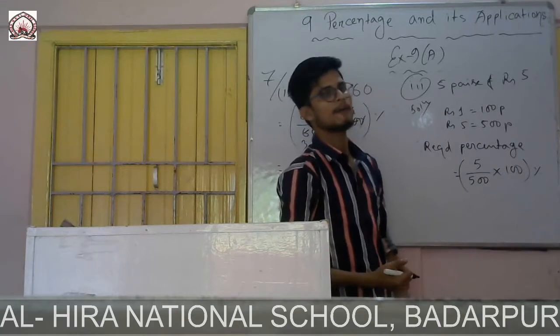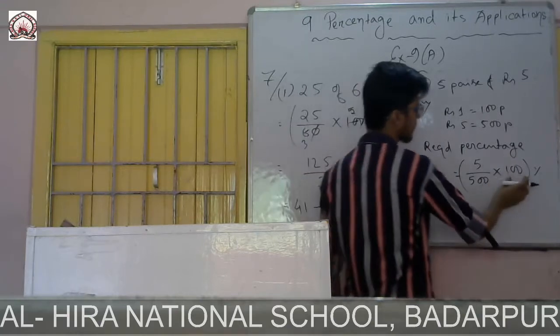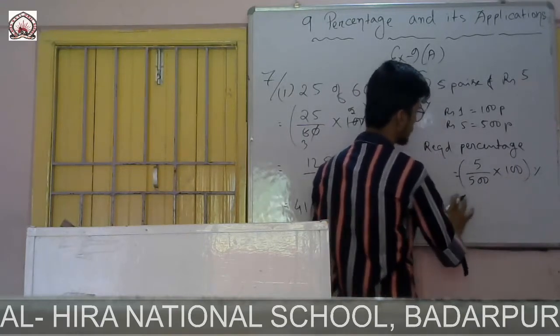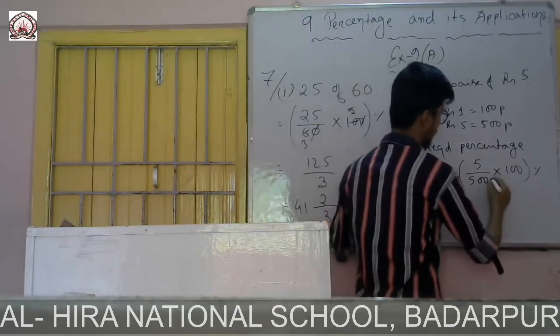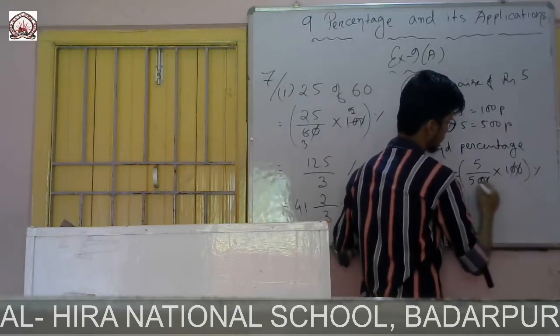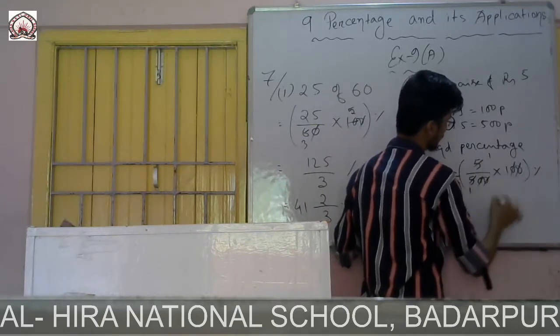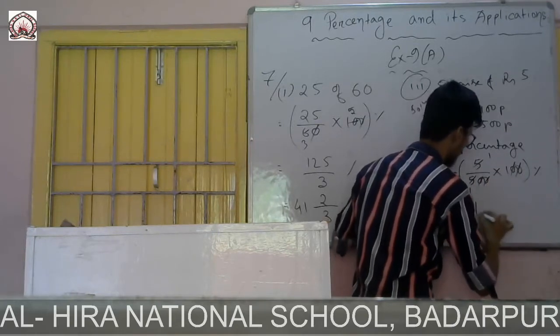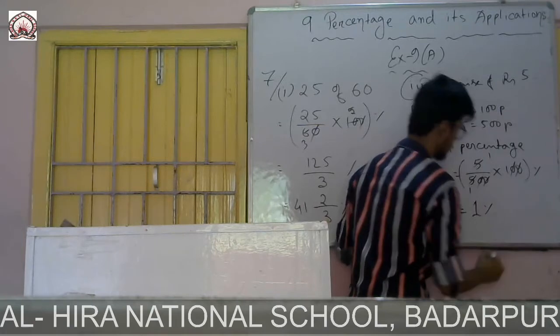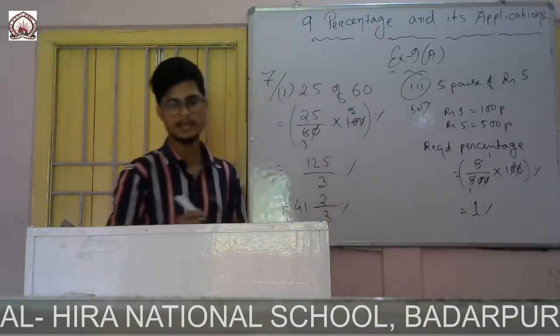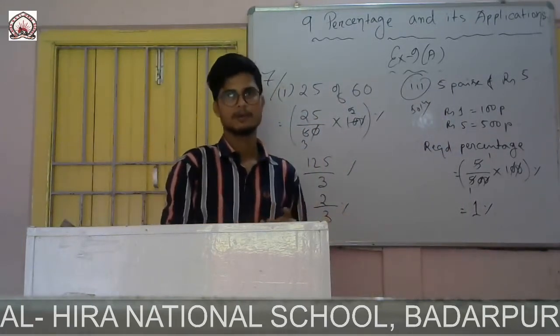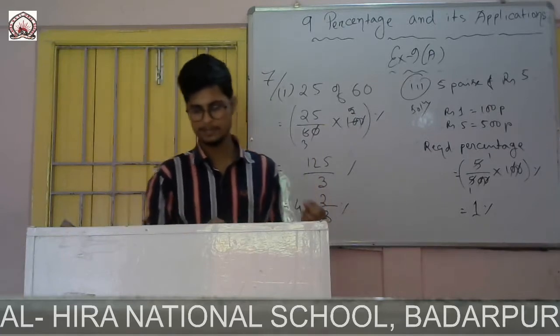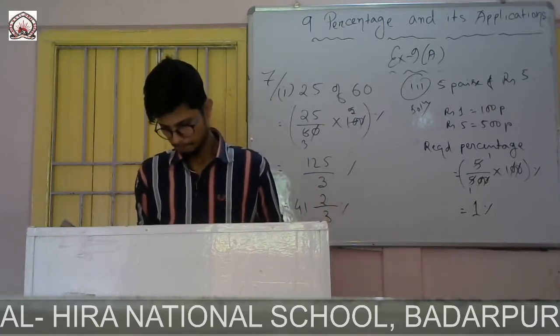It will be 5 by 500 and I am converting it into percentage, so I will simply multiply it by 100. So the zeros cancel, 5 1s are 5, 5 1s are 5. That means only 1 is left. So the answer is 1%. So 5 paise is 1% of rupees 5.